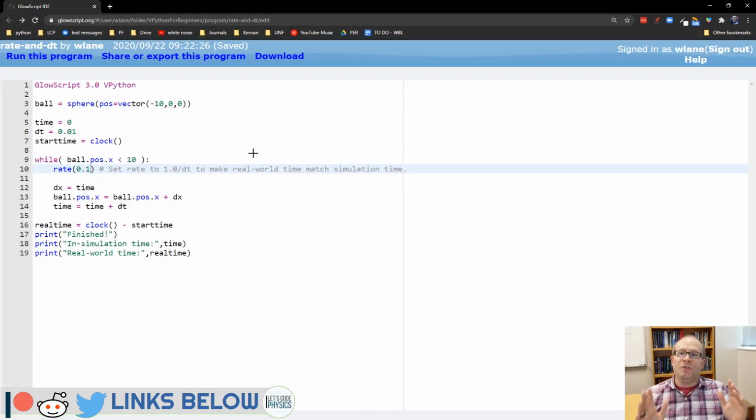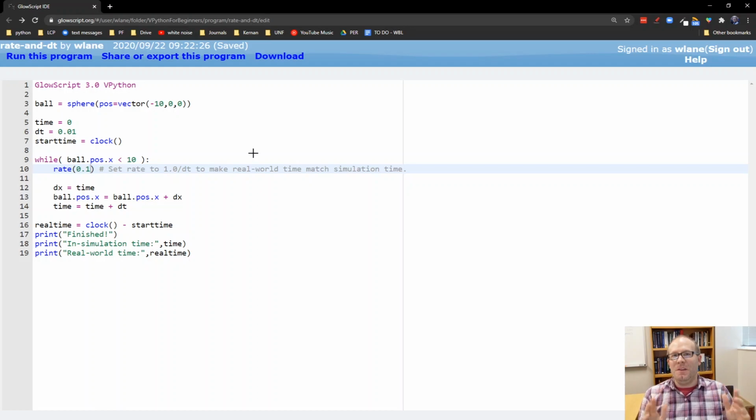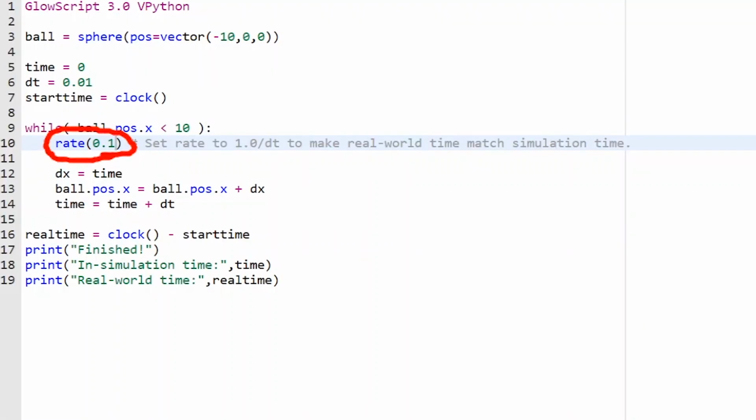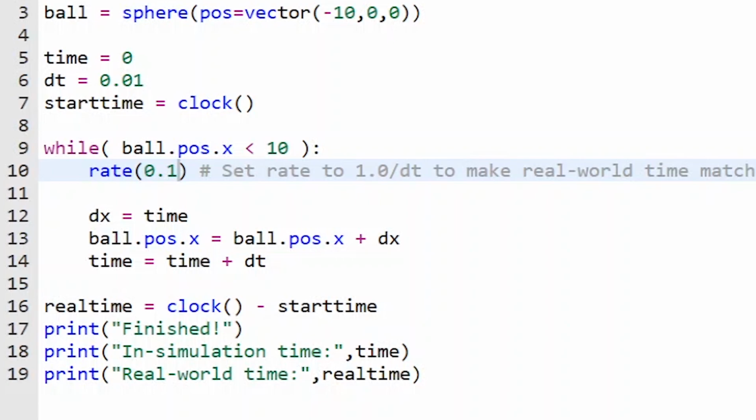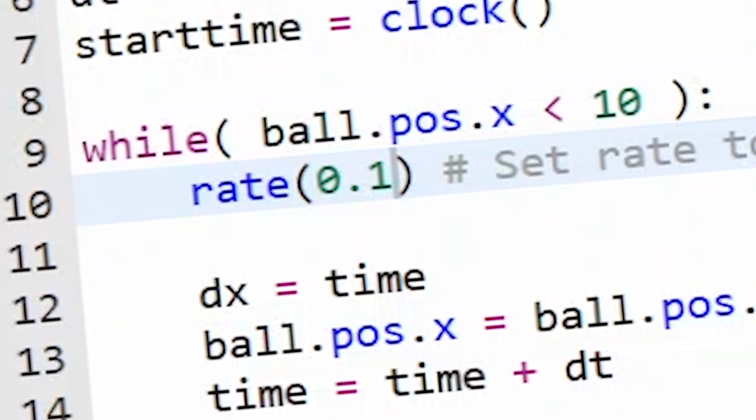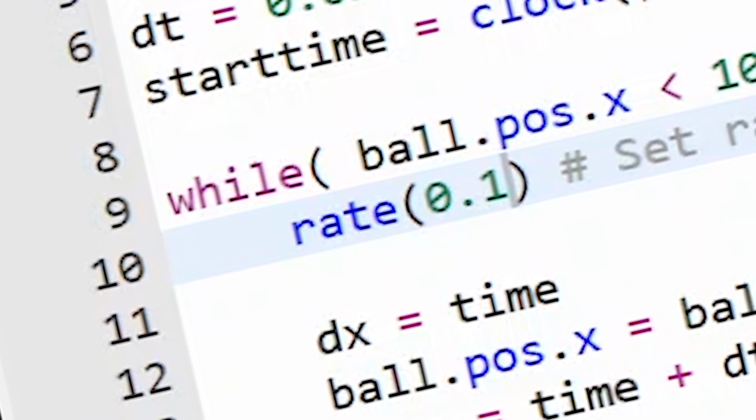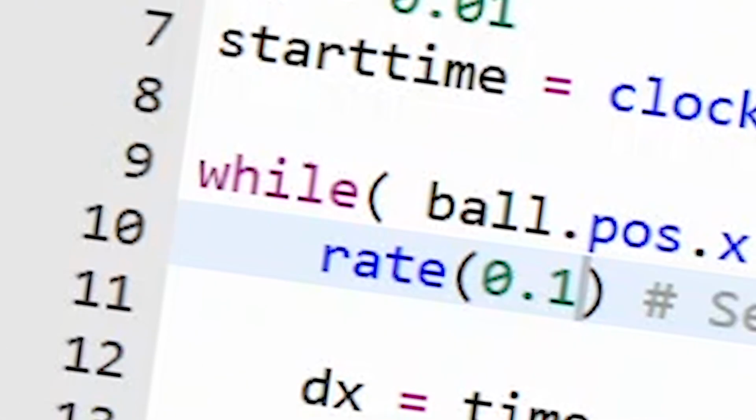So one of the most frequent questions I get from students when we're working with a VPython code is about this line right here, the rate command. What does the rate function do? What do I need to set the rate value to? What happens if I make rate too high? What happens if I make rate too low? Rate, what do I do with this rate?